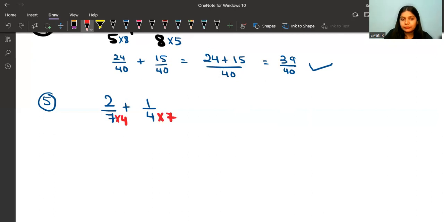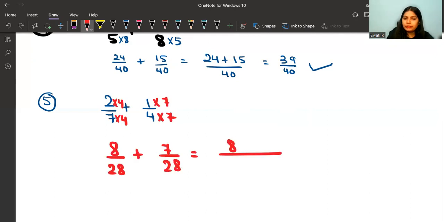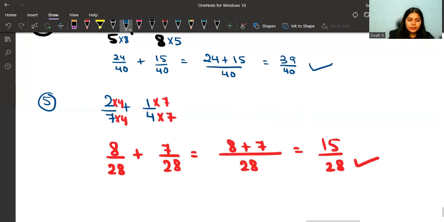Now doing the same thing, 4 here and 7 here. Now we can convert it into like fraction. 2 times 4 is 8. 7 times 4 is 28. 1 times 7 is 7. 4 times 7 is 28. Now what do we do here? We simply add the numerators. So 8 plus 7, that is 15 over 28. That's the answer. All right, now we can go to the next question.